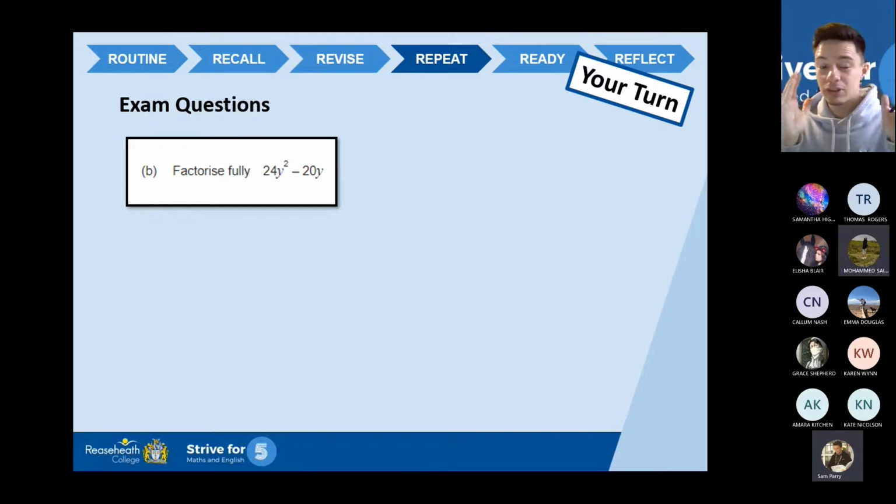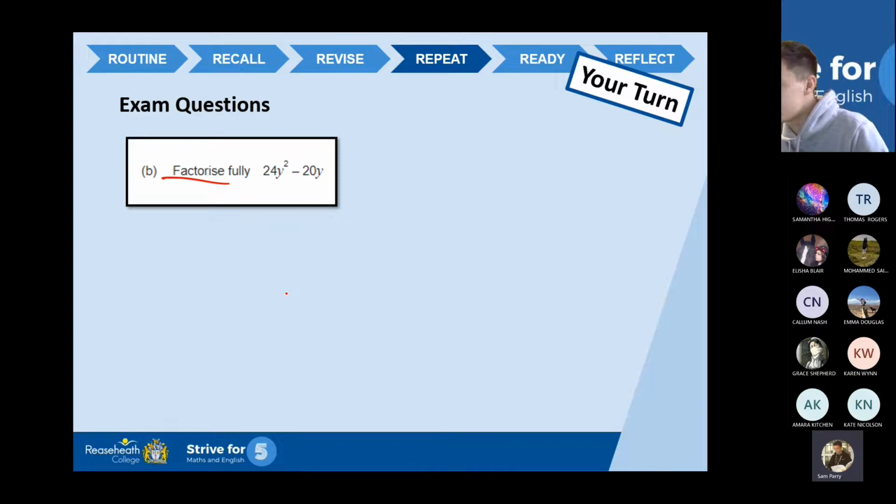Put it in brackets. Excellent. Yeah, my hands are a good giveaway there. Brackets, okay? So whenever you see the word factorise, you need to have brackets, nice and clear on your answer line. We're going to put brackets in there, okay?